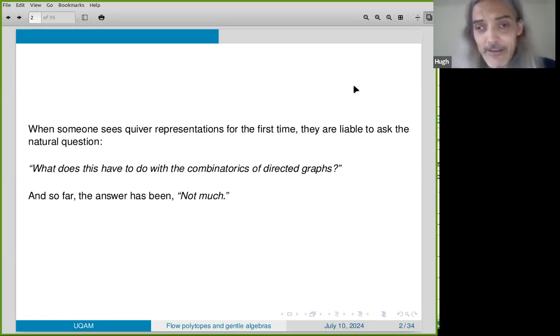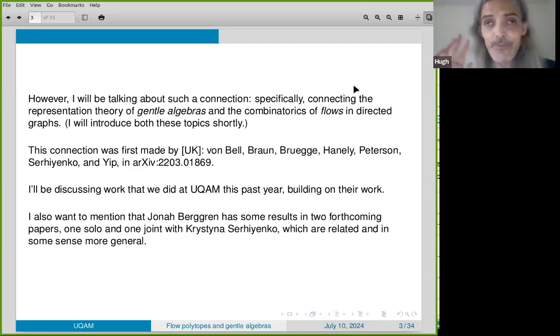And so it turns out that there is at least one place where there is something to be said. And so this connects the representation theory of gentle algebras and the combinatorics on flows in directed graphs. And so I'll explain a little bit about both of those topics. So if they're not familiar, I will be talking about them.